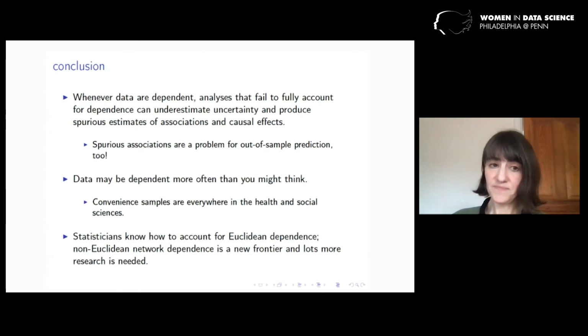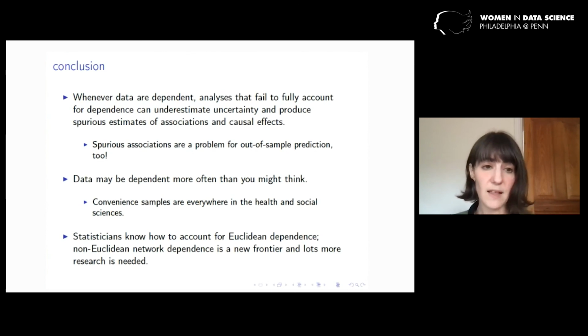So in conclusion, whenever data are dependent, analyses that treat the data as independent or that fail to fully account for that dependence can underestimate uncertainty. So that means they underestimate standard errors, have p-values that are too small, and have confidence intervals that are too narrow. And they can also produce spurious estimates of associations and of causal effects. And data might be dependent more often than we think. Convenience samples are everywhere in the health and human sciences, whenever researchers recruit subjects from one or a small number of communities or schools or hospitals.